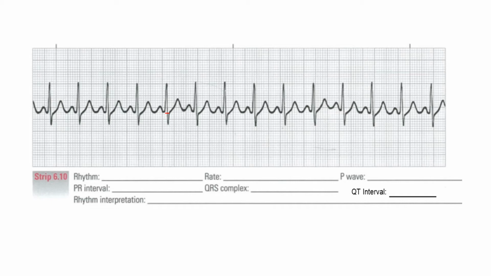And so our interpretation of this rhythm is sinus, because it originated in the SA node, sinus tach, because the heart rate is greater than 100. So what do we do for sinus tach?